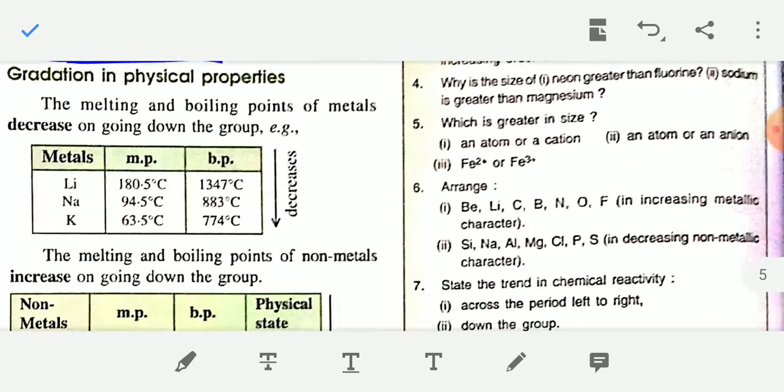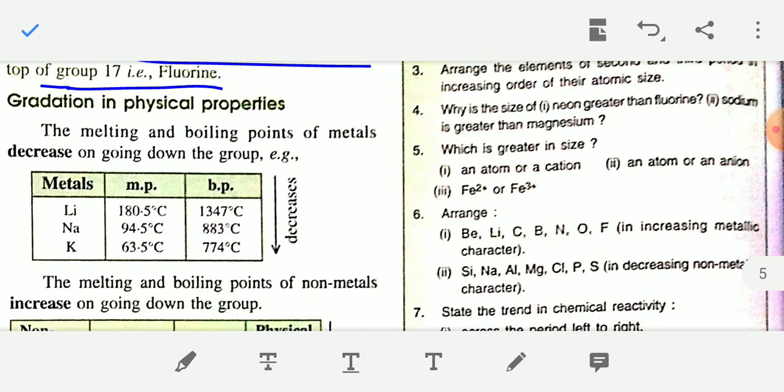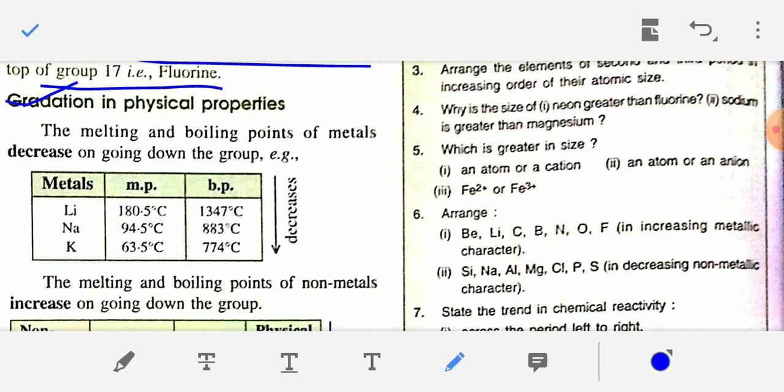Now see some physical properties. Gradation in some physical properties is also given, and electronegativity. This periodic property I'll explain in the next class. Some other physical properties and their gradation are also given.